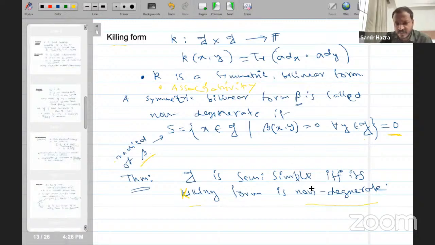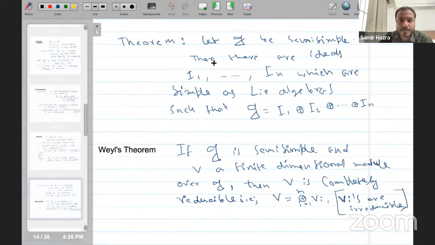So this result is extremely useful, but we don't know how much of this we can use. Then there is an important theorem. Suppose G is a semi-simple Lie algebra. Then there are ideals of this semi-simple Lie algebra such that G can be written in this form, and each individual ideal is a simple Lie algebra in itself. So basically, any semi-simple Lie algebra is a product of simple Lie algebras, in particular, simple ideals of G.